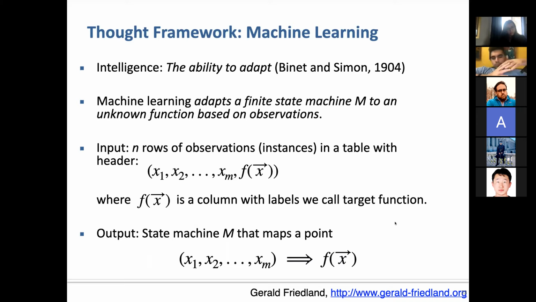of observations. And now your input for that task, in general for any supervised machine learning task, is n rows of observation. We call them instances in machine learning, if you've done this before, and in a table with a header, right? Where it's like feature one, feature two, feature three, feature m, and then the last one is the target function, right? So that's your table, that's what you do, and as you do that, your output should map any point from the input to the output.